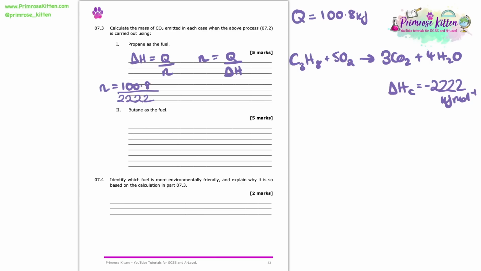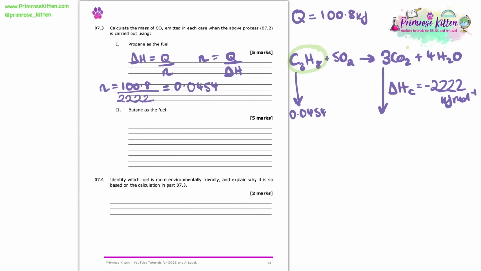Moles is going to then be equal to 100.8 divided by 2,222. Now we don't need to include the negative sign there, because what that negative sign does is it tells us if that energy has been given out or taken in. It doesn't impact the number of moles. Obviously, we can't have a negative number of moles. So putting this into the calculator, I find that the number of moles of propane is 0.0454. So you can see there that that is the moles of propane.